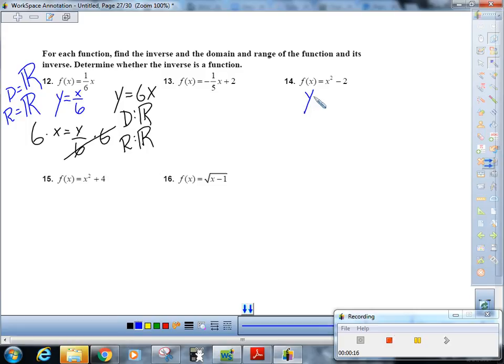We're going to rewrite this as y equals x squared minus 2.